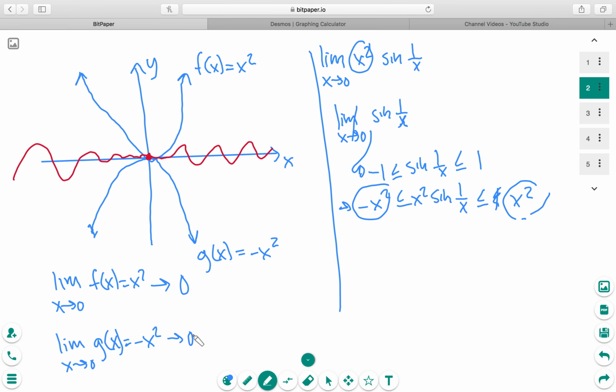And so we know that both of these are equal to 0. And logically, according to the Squeeze Theorem, since this third function is trapped in between, and we're evaluating the limit at 0, we can say that the limit of x squared sine of 1 over x, as x goes to 0, also has to be equal to 0 according to the Squeeze Theorem.